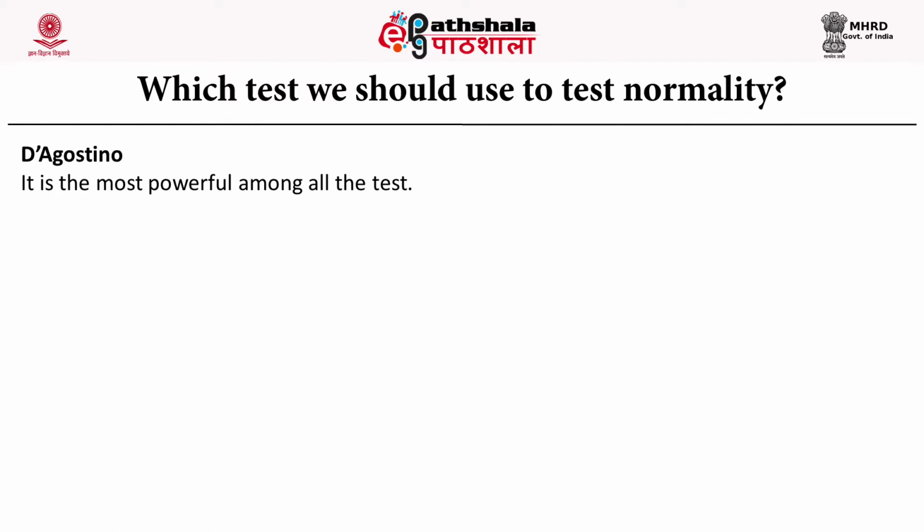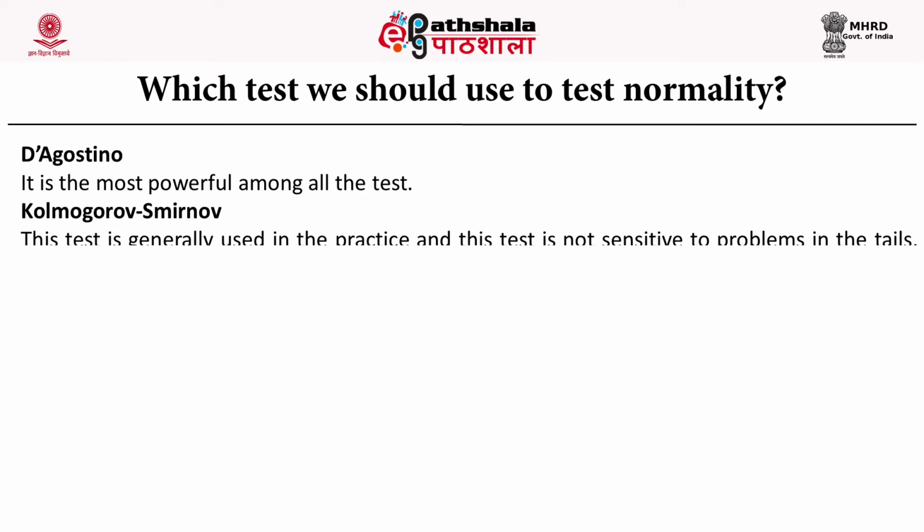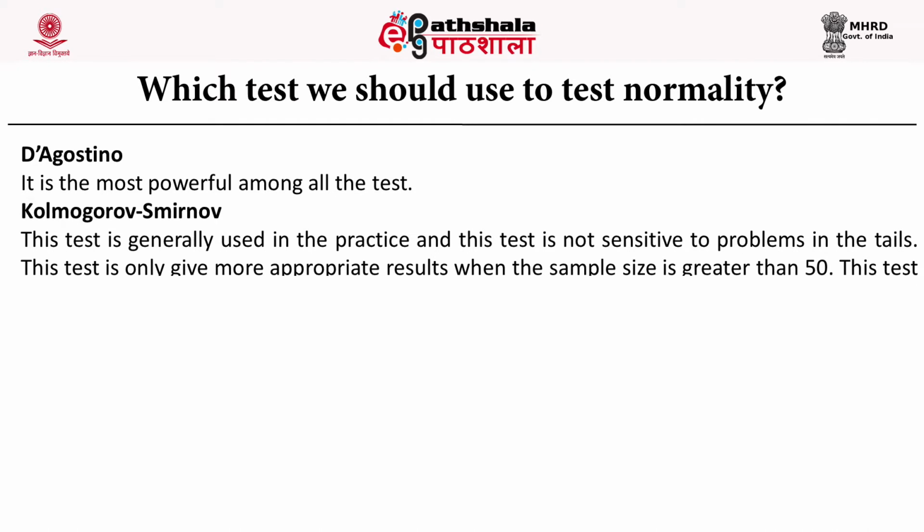Another is Kolmogorov-Smirnov. This test is generally used in practice, and this test is not sensitive to problems in the tail. This test only gives more appropriate results when the sample size is greater than 50. This test statistic is generally available in statistical software. So there is a note here.